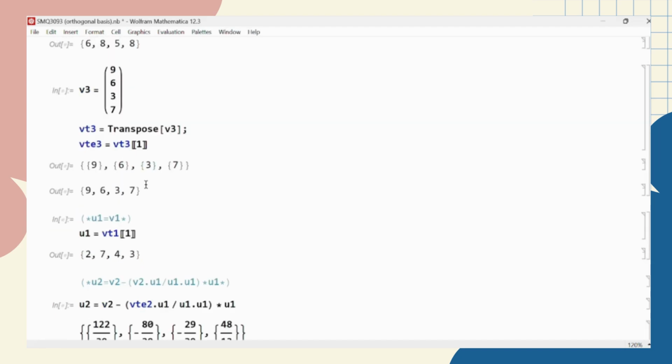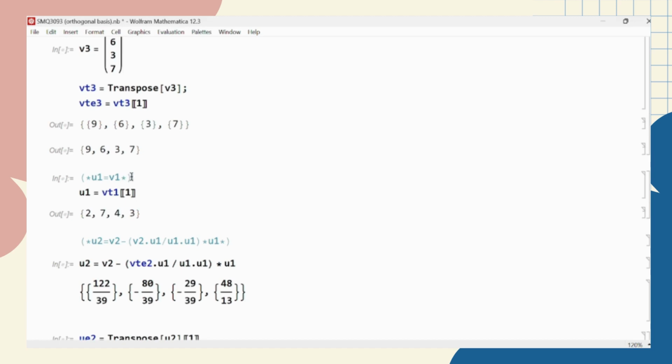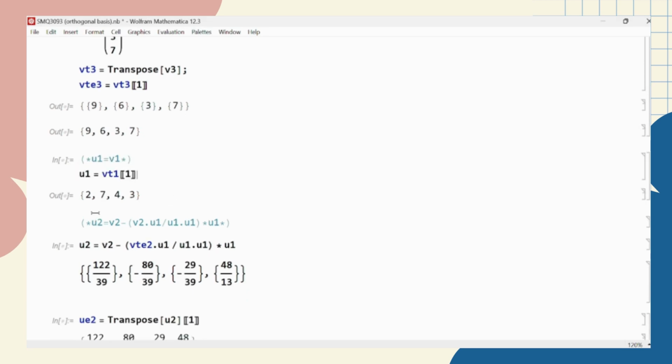After that, we'll use the Gram-Schmidt formula to find U sub 1. The formula for U sub 1 is vector U sub 1 is equal to the vector V sub 1. And then we will compute U sub 2, which is this formula: vector U sub 2 is equal to vector V sub 2 minus a scalar multiple of vector U sub 1, where the scalar multiple is the quotient of the dot product shown.